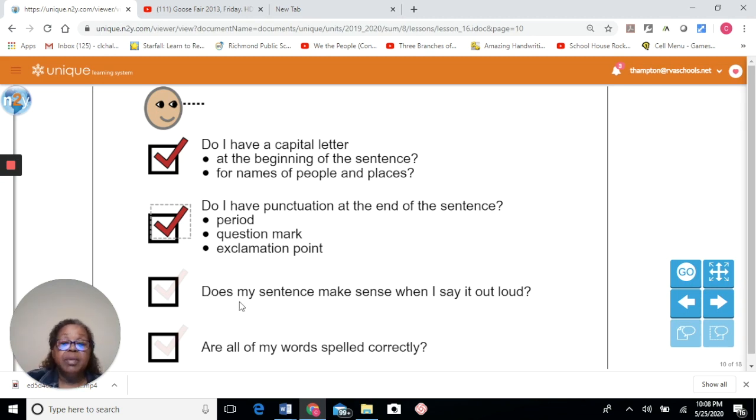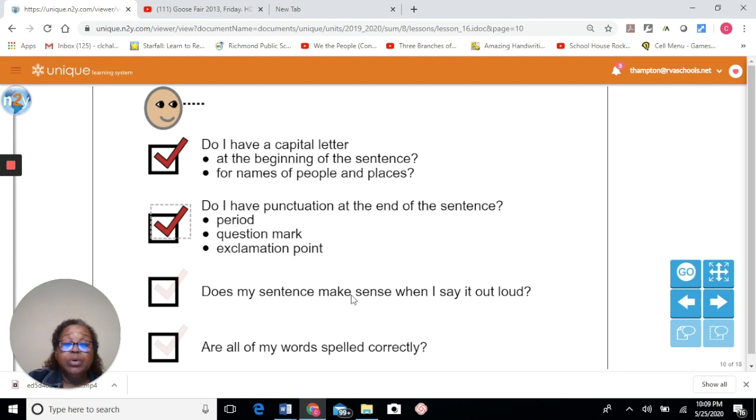Does my sentence make sense when I say it out loud? Well, I think each one of our sentences did make sense. We were able to read it. When you're reading a sentence and it doesn't make sense, you will not be able to understand it. And all of our sentences made sense.